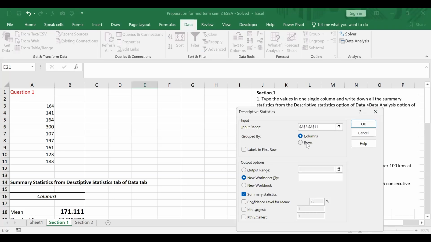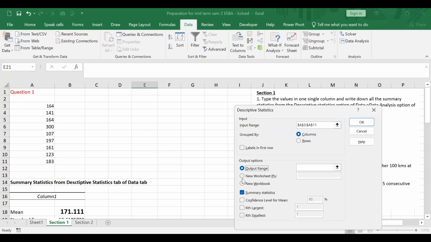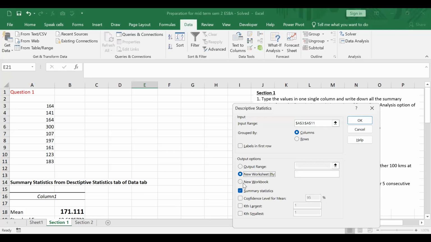It's grouped by columns because we have put it in one column. Now, what do you want? I want this one. I have to click summary statistics, and where is the output to come? I will choose a new worksheet because I already did it once here. I do not want to override that. The new worksheet, if I choose, let it tick there. New worksheet. This is a new workbook. It is not part of this sheet, something else totally. So I'll say new worksheet. Then I say OK.